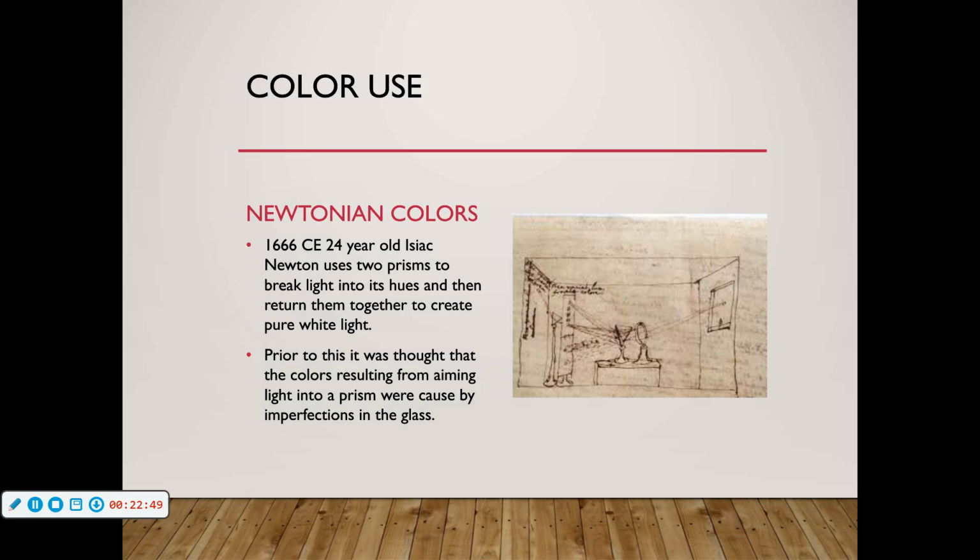It was actually thought prior to this that the resulting colors from the prism were just caused by imperfections in the glass. There was a large understanding that was somewhat affected by the religious culture at the time in Europe, that white, pure sunlight was a gift from God, and thus could not be changed in any way, shape, or form.